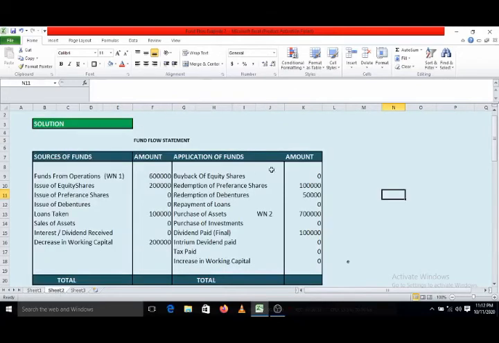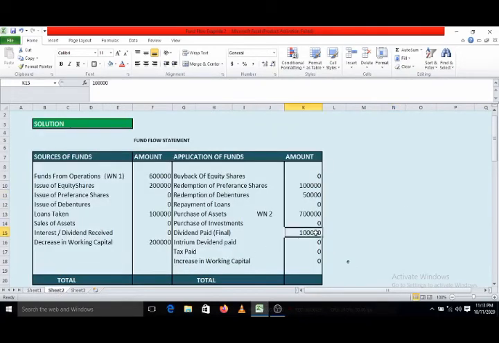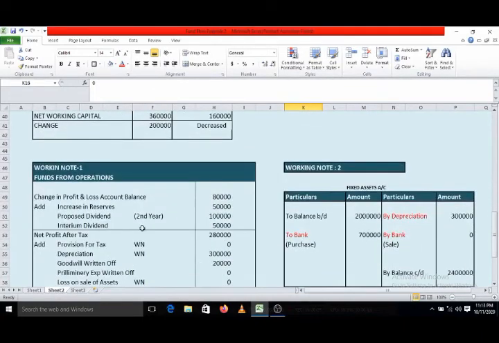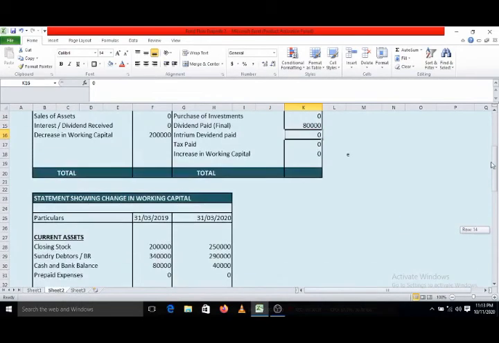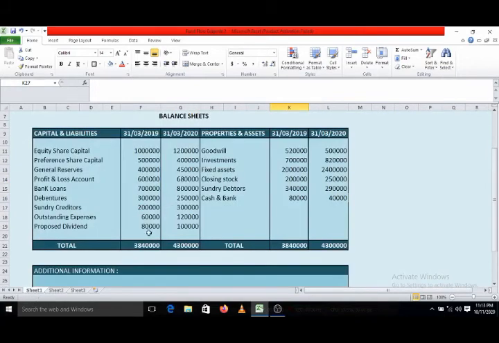You can check the application side, dividend paid, final dividend. Sorry, it is not 1 lakh; last year's proposed dividend is 80,000, so it will be 80,000. Sorry, by mistake I have written it. And the proposed dividend of this year, 1 lakh, is added in funds from operations. Please correct it. Last year's dividend which we have to show as an application is 80,000, because last year's provision is rupees 80,000. So this will appear as an application.